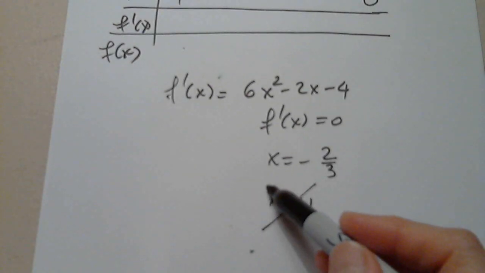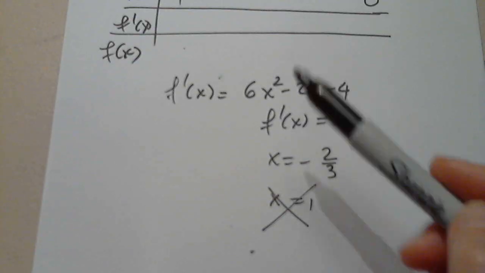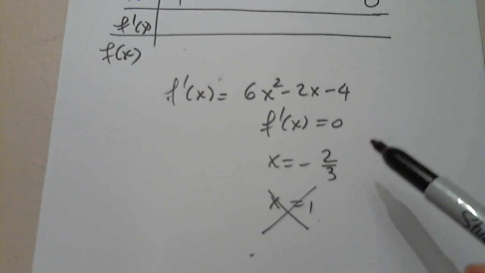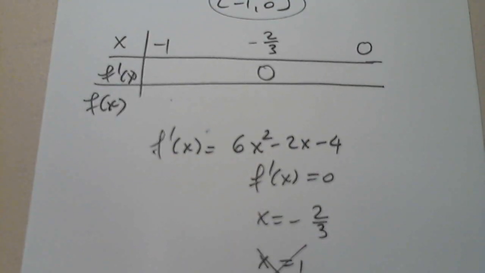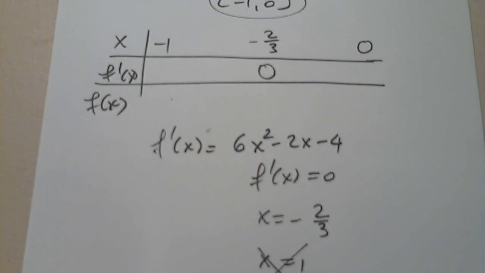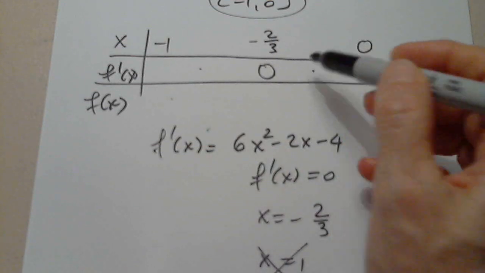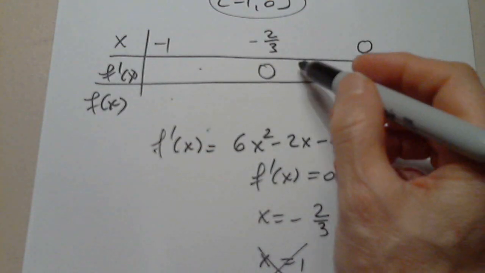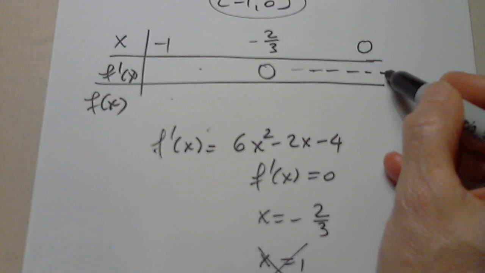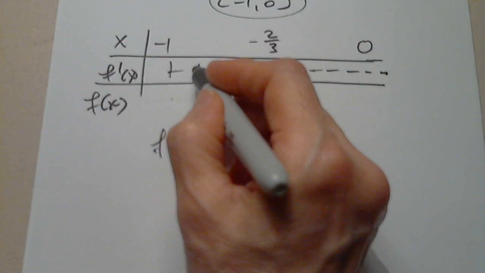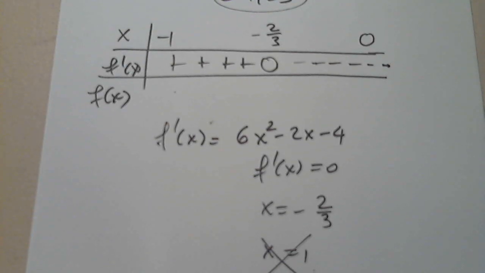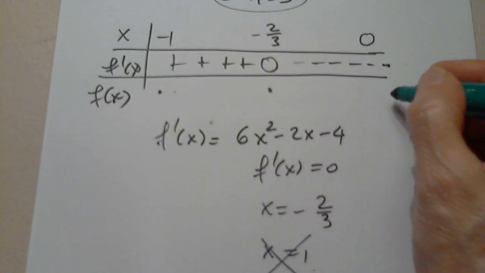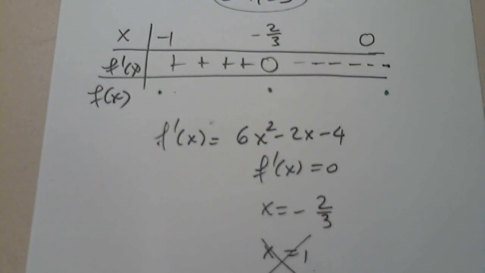But 1 does not belong in -1, 0. I cannot use it, but I can use -2/3. So I need to study the sign here and here. When I plug in 0, I get -4, and when I plug in -1, I get positive. The only step that is missing here is to find the values of the function at these 3 points.